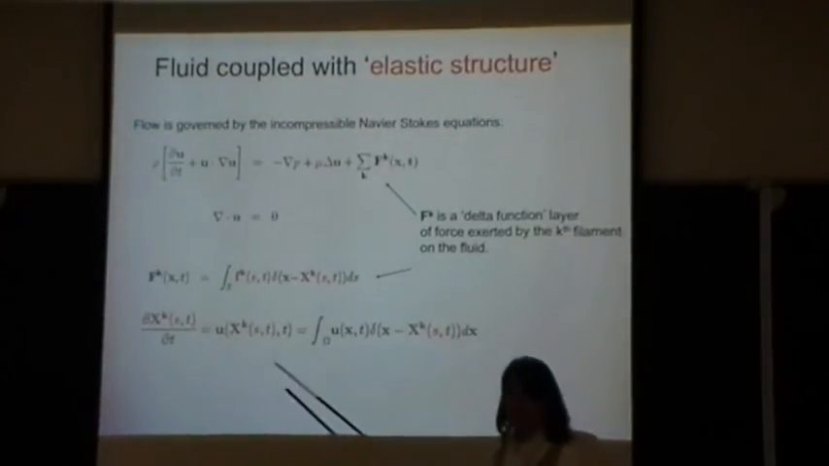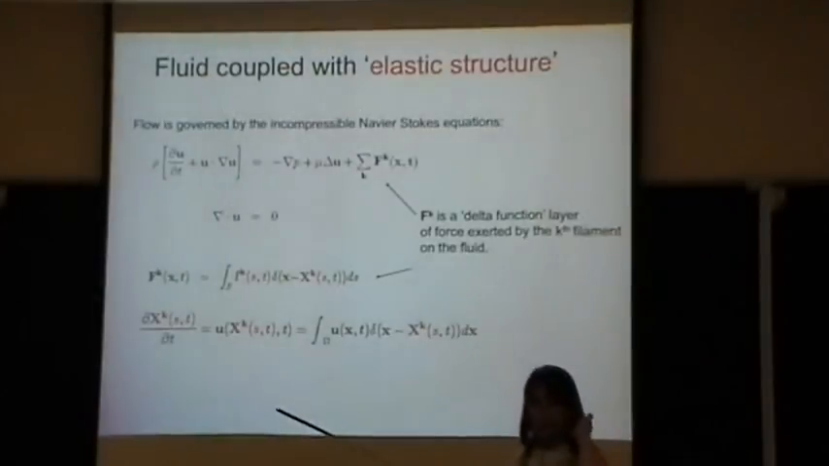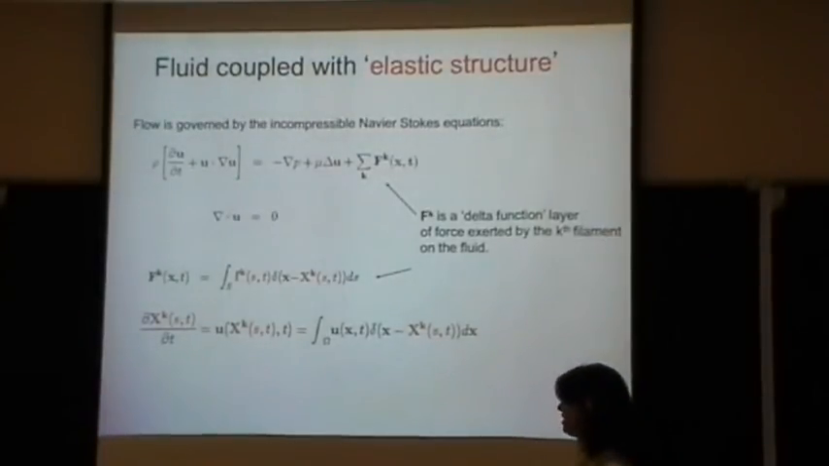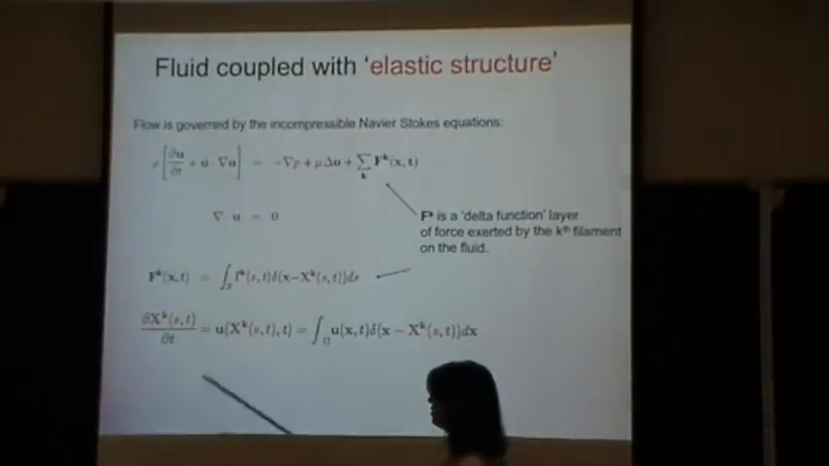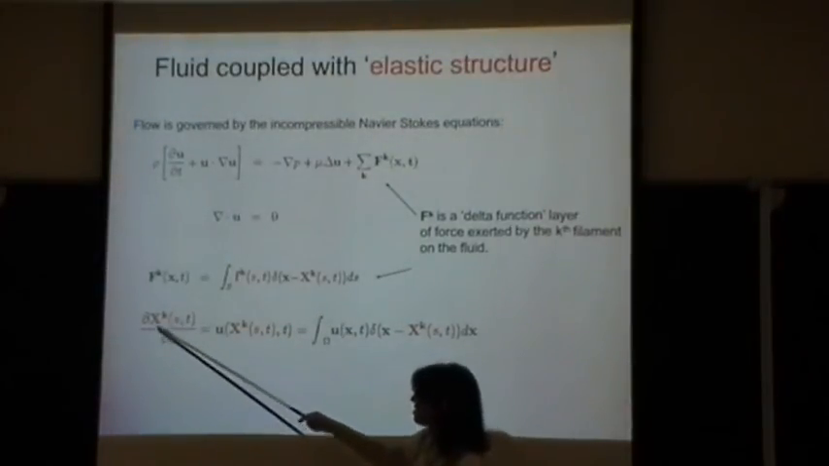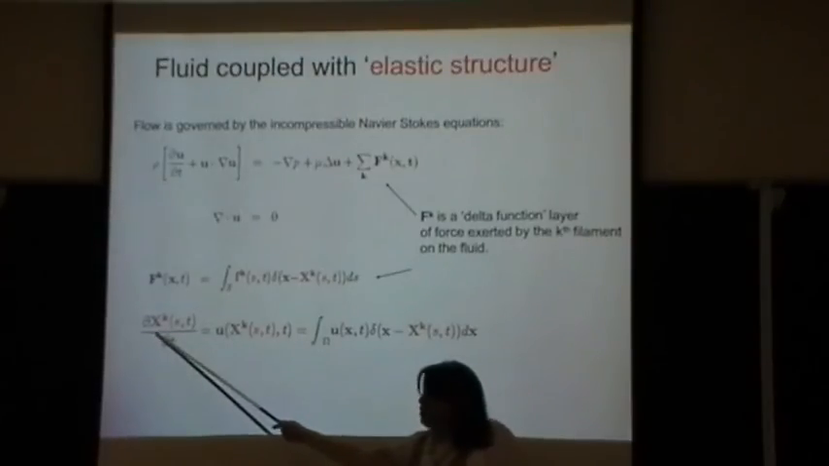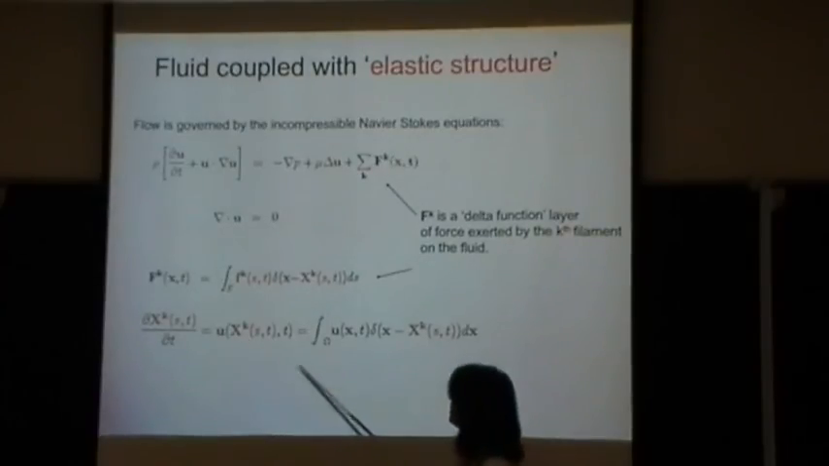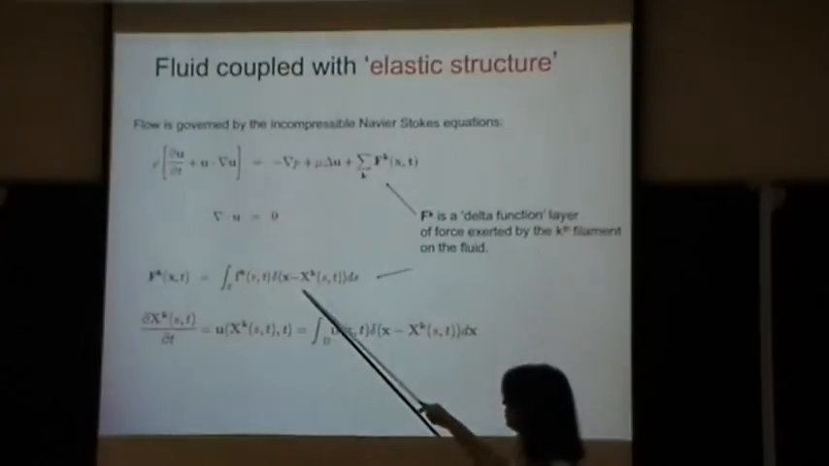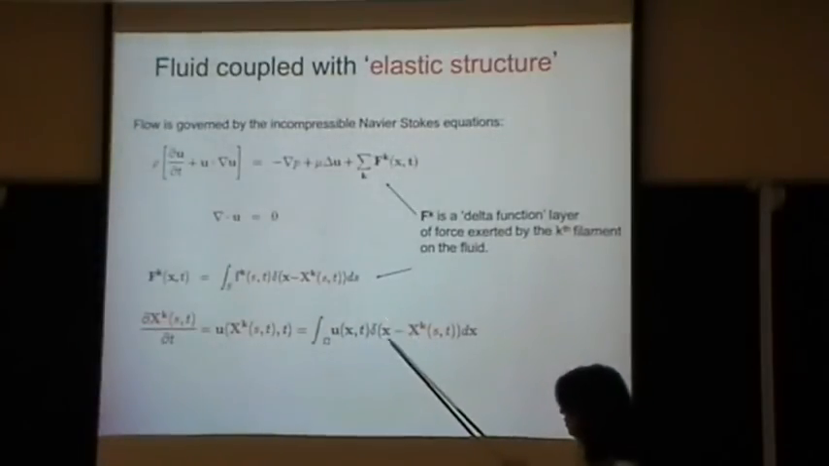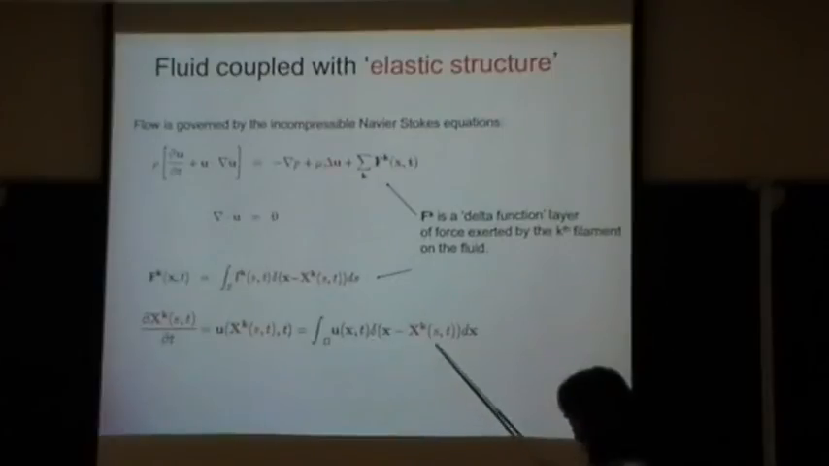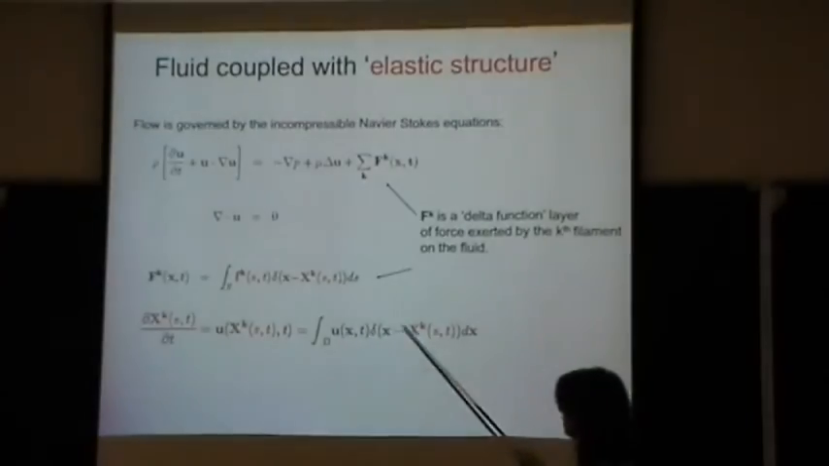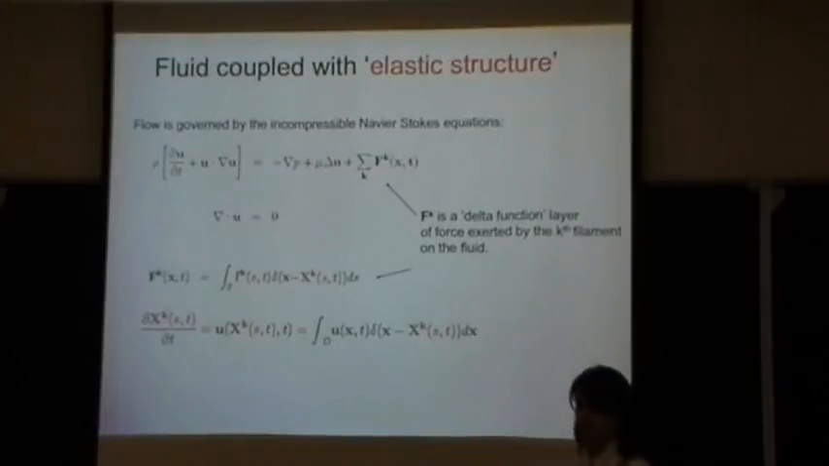In order to close the system and to have the feedback from the fluid onto the fiber, we satisfy the no-slip condition that says that the velocity of a material point on the fiber has to coincide with the fluid velocity evaluated at that fiber point. And so we can write this in parallel to this with the Dirac delta function, so that the velocity on the fiber will just pick out the fluid velocity there.